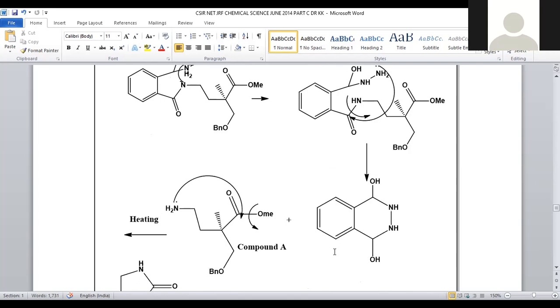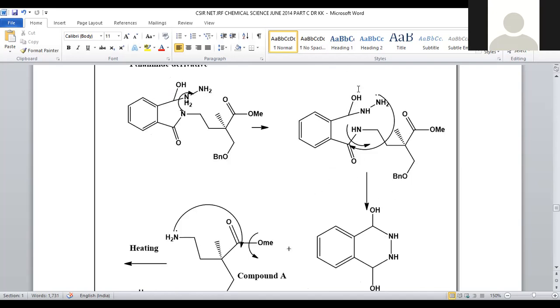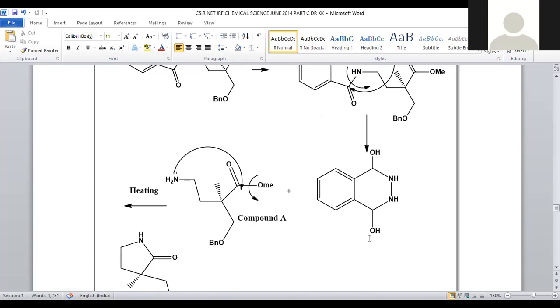And now it is turned into a 6-membered ring structure with adjacent nitrogen atoms. A 6-membered ring system got generated and here we got OH groups, with the first and fourth positions having hydroxy functional groups. And another byproduct is a primary amine system, and at the other terminal we have an ester functional group.